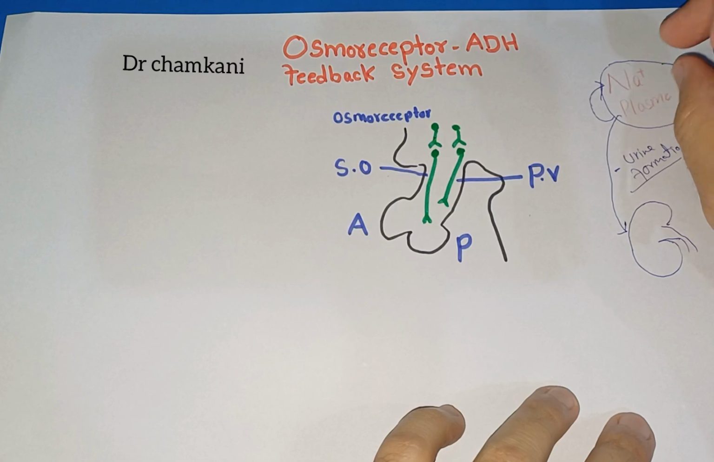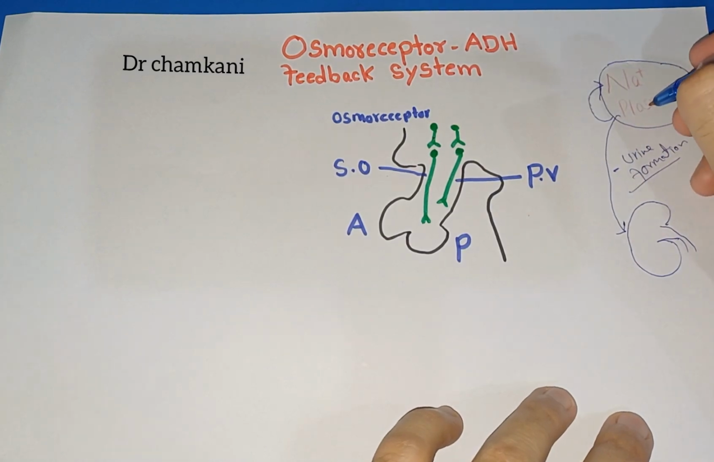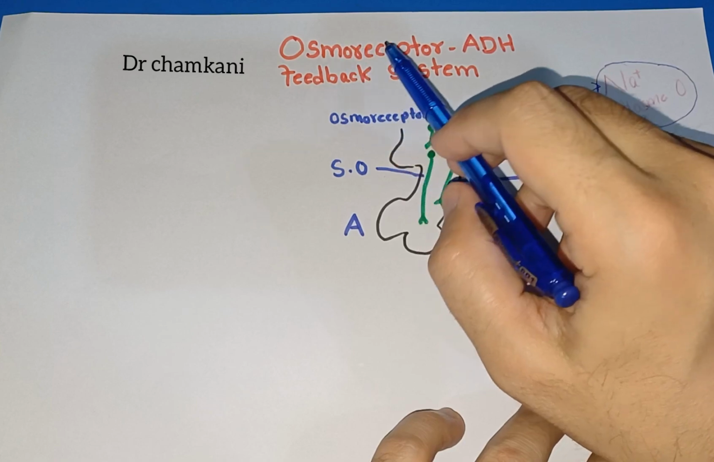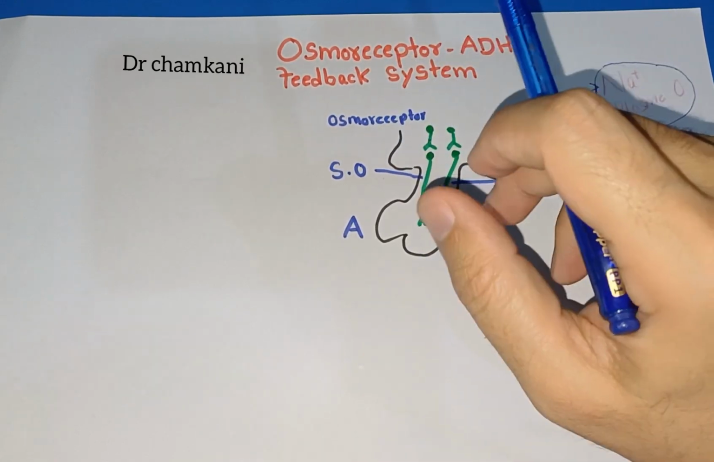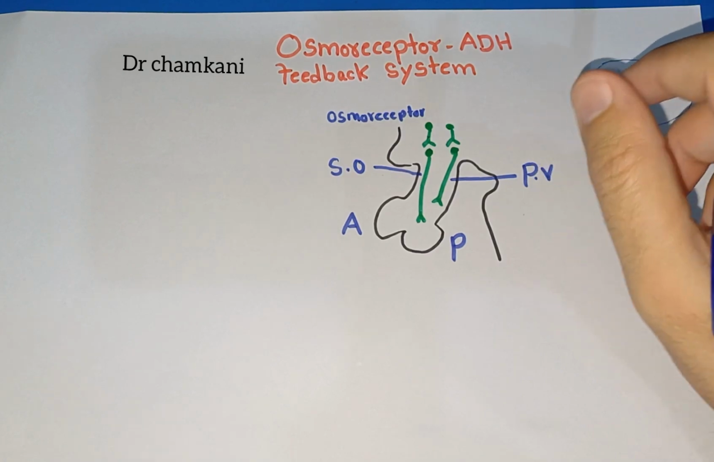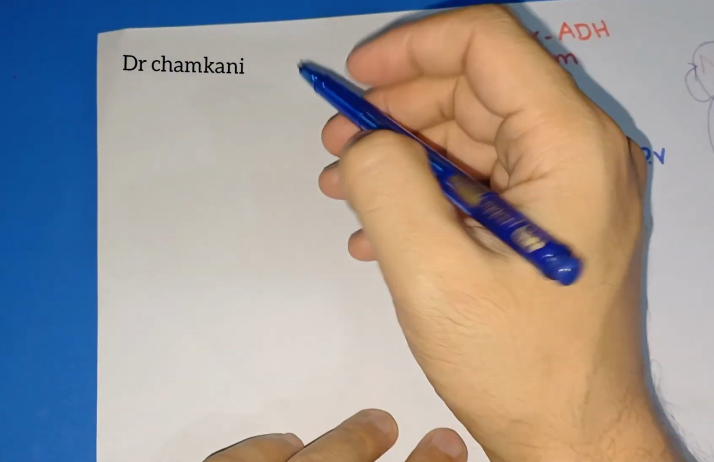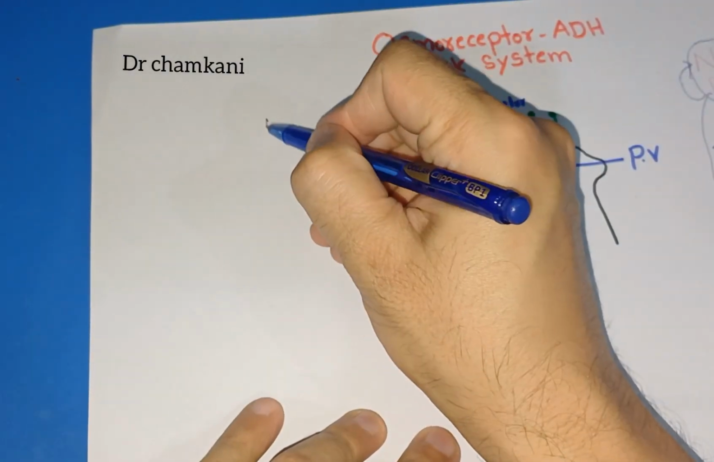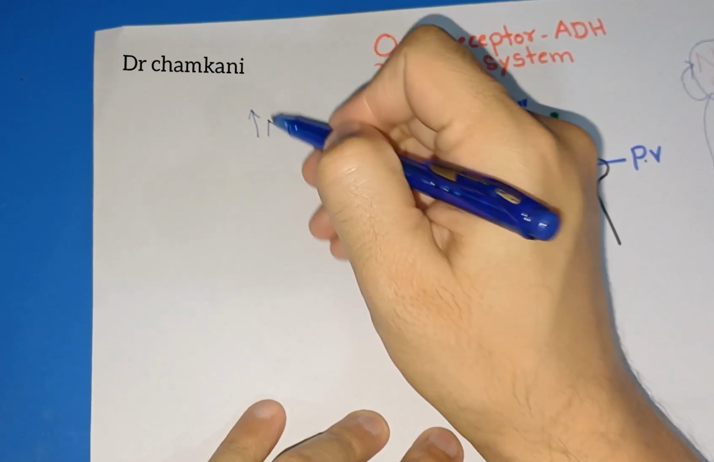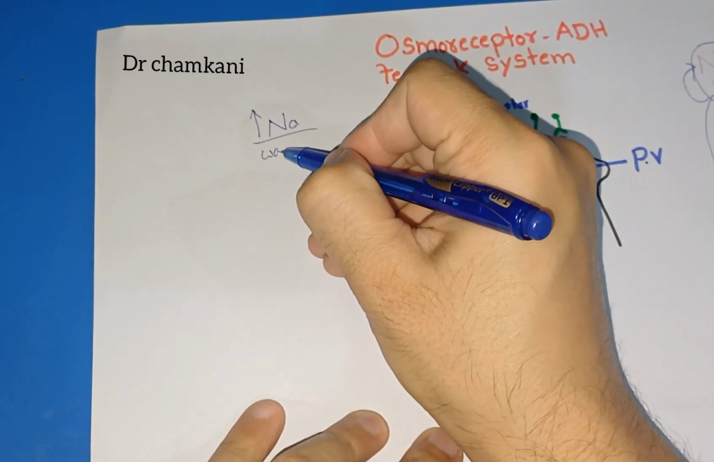And the concentration of sodium and the plasma osmolarity is kept in check by two main mechanisms, the osmoreceptor ADH feedback system and the thirst mechanism. So we discuss this osmoreceptor ADH feedback system in detail. Now let's suppose the concentration of sodium increases. Concentration of sodium increases due to water deficit.